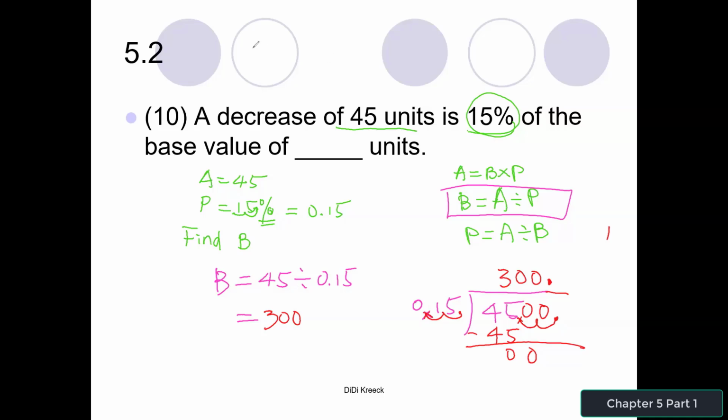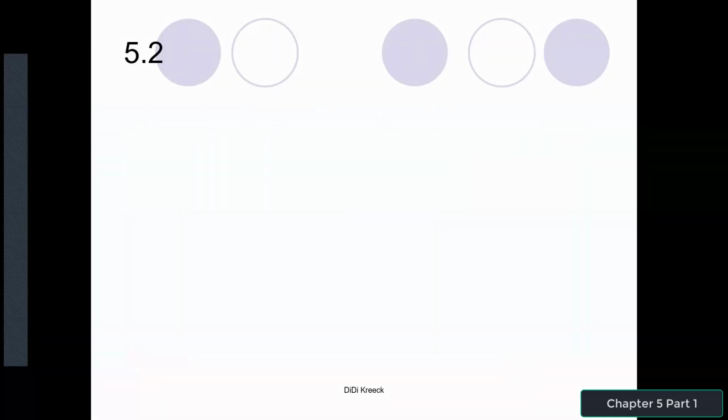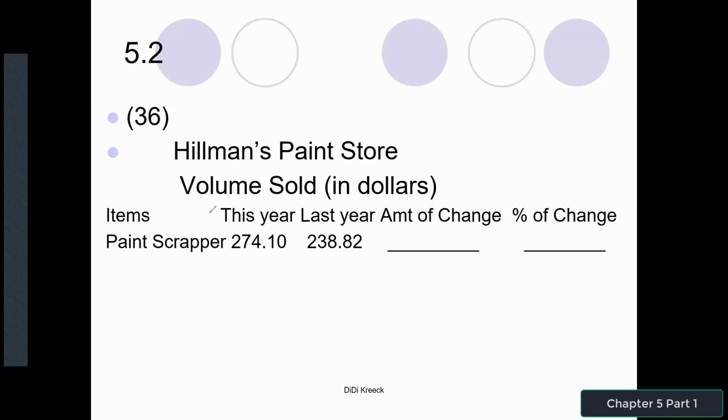So sometimes you are given base and percent and you are looking for the amount. Sometimes you are given the amount and the percent, and you are to find the base. And there could also be times you are given the amount and base, and you are to find the percent. The number you calculate at the end is going to be in decimal form, so we need to convert that to percent. Okay? So the answer is 300 here in problem number 10. And you are going to encounter homework problems and test problems such as this.